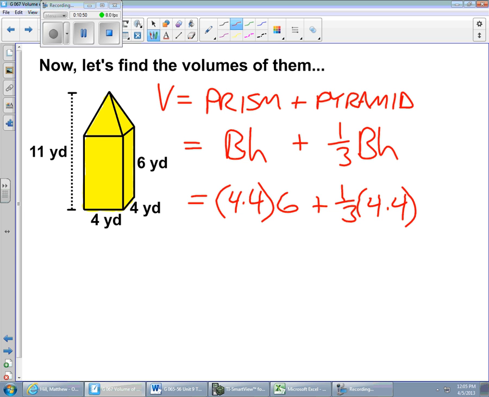And the height of the pyramid. Okay, 11. Yeah, 11's the overall height. If the overall height is 11 and 6 of it is used up by the height of the prism, then how much does that leave left over for the height of the pyramid? That's 5 units. 11 take away 6, there's 5 units left over.